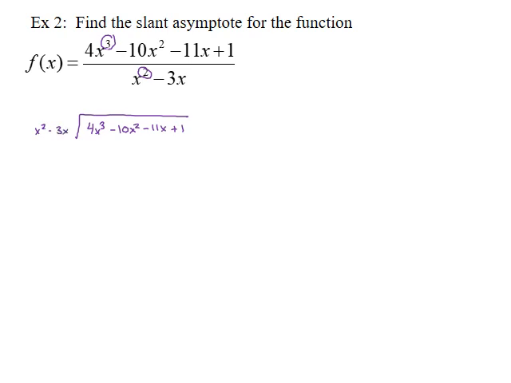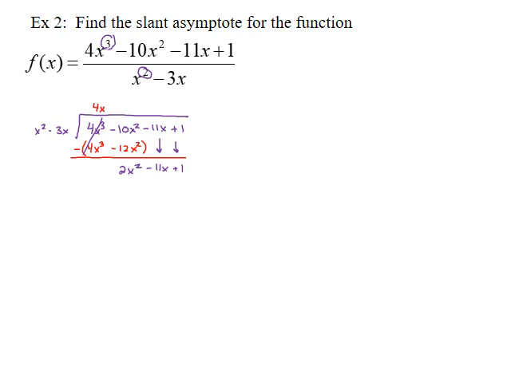So going through the same process, what times x squared will make it a 4x cubed? Well, that would be 4x. So 4x times x squared is 4x cubed. 4x times negative 3x is negative 12x squared. And remember, you're subtracting these two. So when I do that, you end up canceling the 4x cubes, and then negative 10x squared minus a negative 12x squared means you're going to add them, and you get 2x squared. Then you can bring down your other terms, the minus 11x and the plus 1.